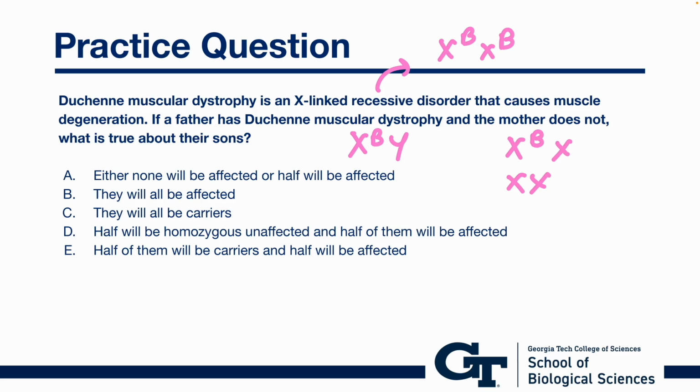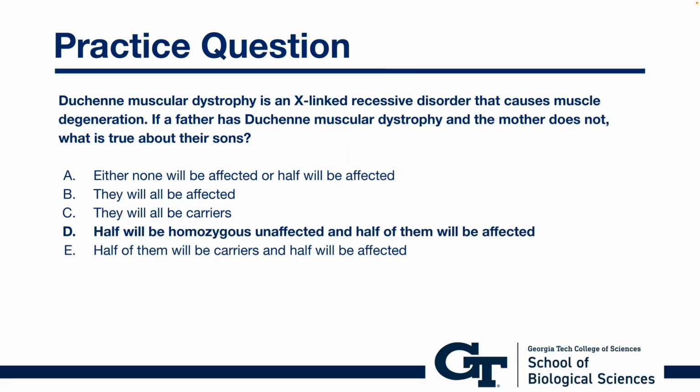And so, again, we know that the father, because he is expressing it, has a copy of the bad allele. And the mother, we're going to cross that with either having the bad allele or not having it. That means that either none of them will be affected because you'll inherit a non-bad X, or half of them will be affected because you'll inherit a copy of the bad X, which makes A the correct answer, even though it's bolded wrong on my answer key on my slides here.